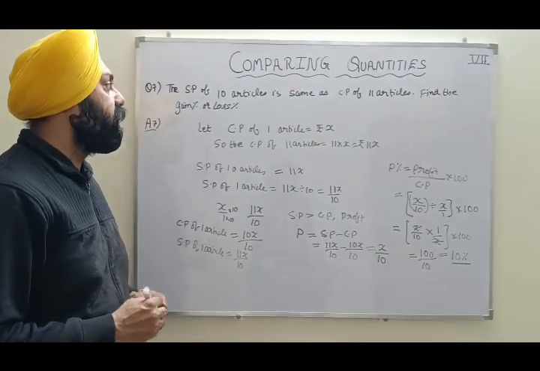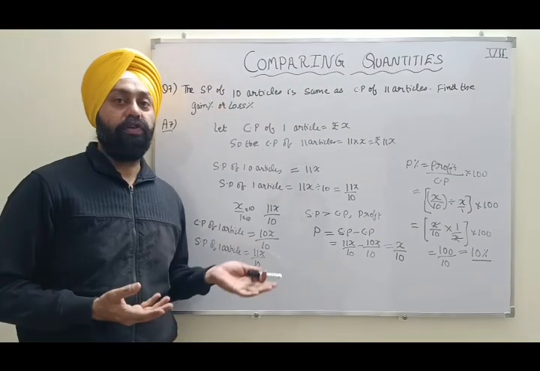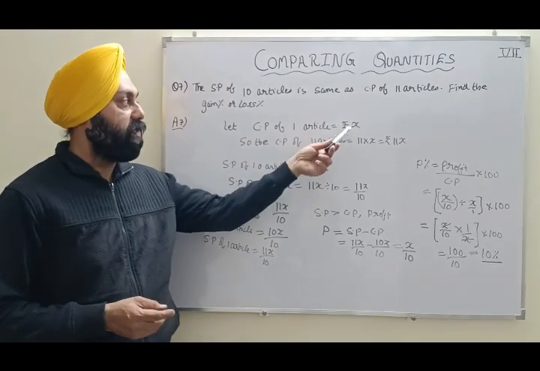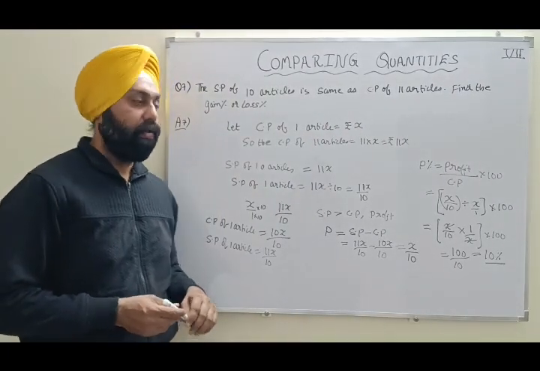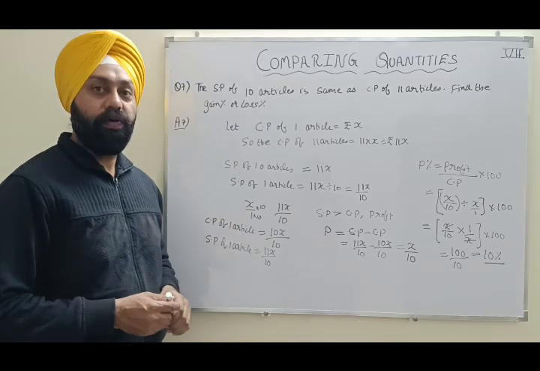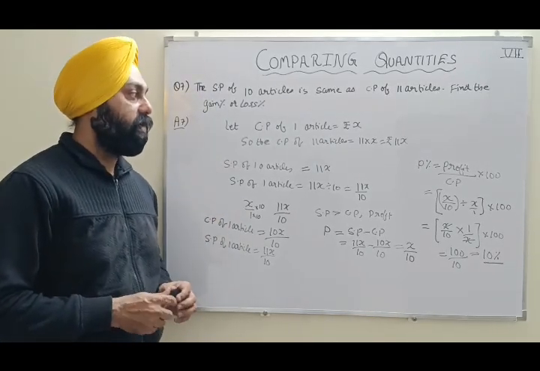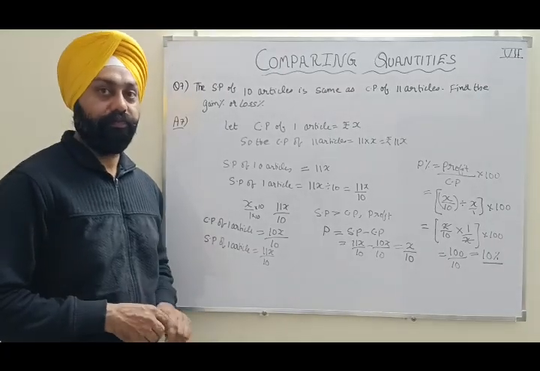So here you can see that no value was given for selling price or cost price. We just solved it using a variable X. One or two times you will do it yourself, you will gain confidence and you will be able to solve these sort of questions also.